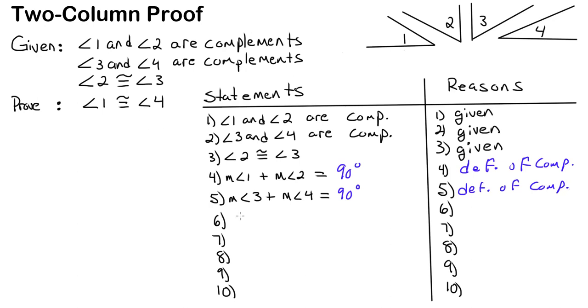All right, so on to statement number 6. We know that the measure of angle 1 plus the measure of angle 2 is 90 degrees, and that the measure of angle 3 plus the measure of angle 4 is 90 degrees. So we can say the measure of angle 1 plus the measure of angle 2 is equal to the measure of angle 3 plus the measure of angle 4. And that is the substitution property.